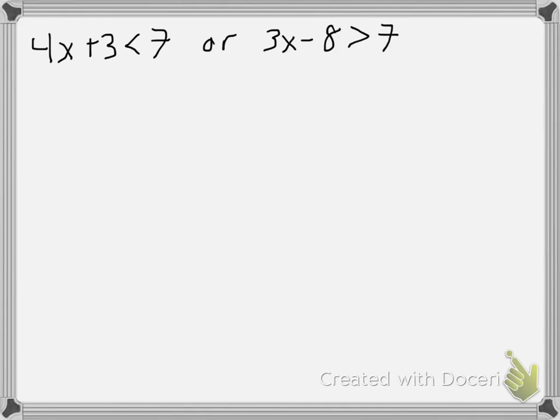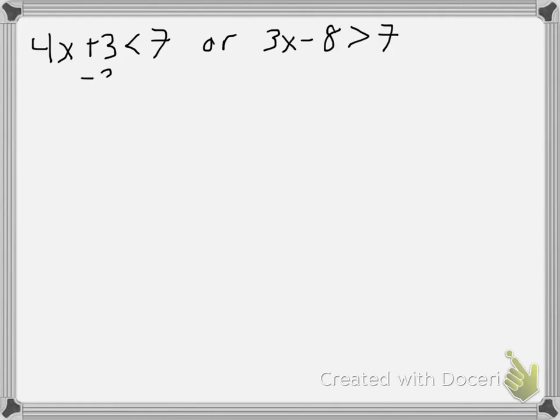All right, number 11 was 4x plus 3 is less than 7, or 3x minus 8 is greater than 7. Well, this one's pretty straightforward. It's broken up for you, so just take each one and solve it.